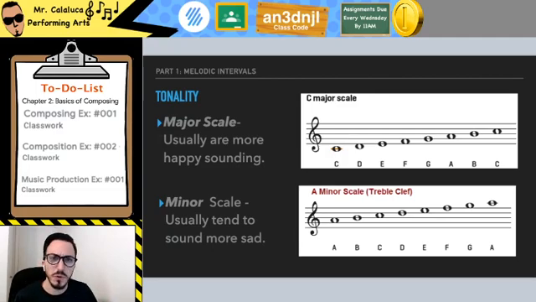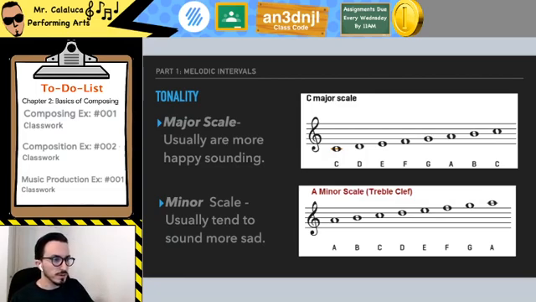Now when I talk about sound, I'm talking about tonality, which is major and minor tonalities, which is major scale and minor scale. Major scale usually sounds happy. Usually sounds very, very happy. It's upbeat. Well, it can be upbeat. It can be a slower tempo as well. But a major scale, happy. No, more or less happy. A minor scale usually tends to sound more sad. Not as happy, not as uplifting as a major scale.